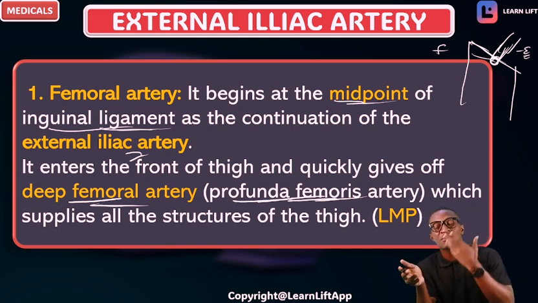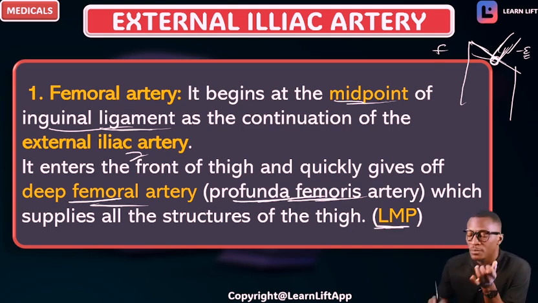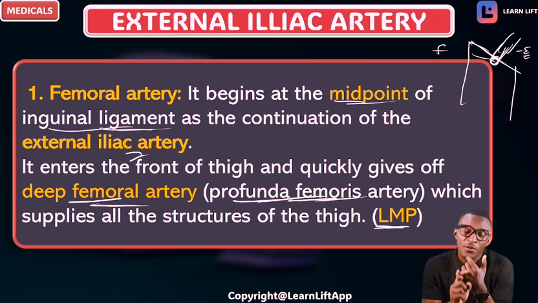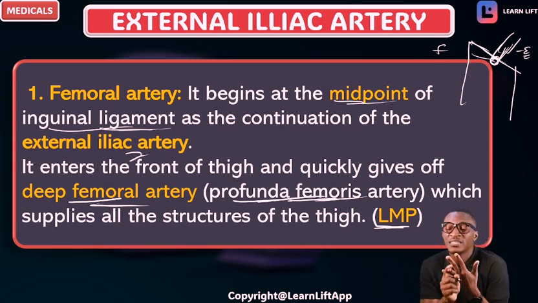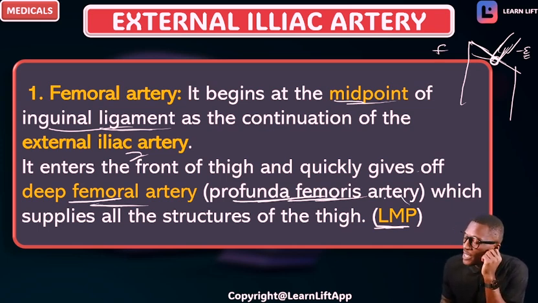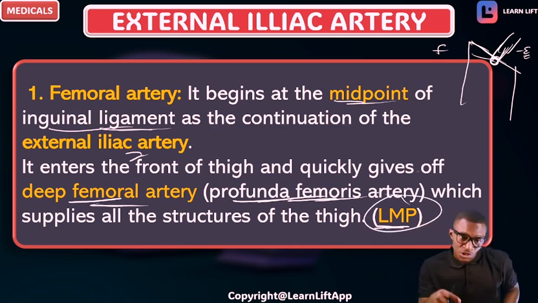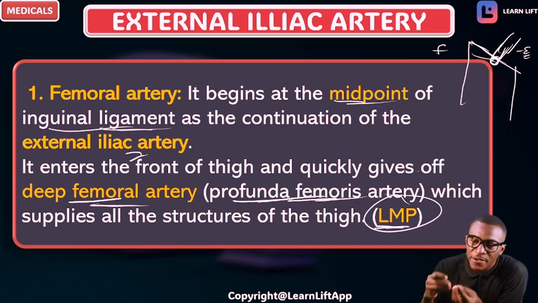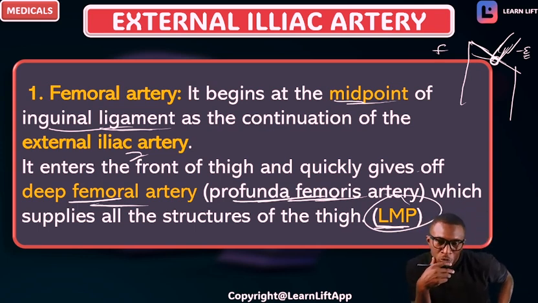The deep femoral artery, or profunda femoris artery, is going to give out 3 structures. I call them the LMP. What are the 3 branches? The lateral circumflex femoral artery, the medial circumflex femoral artery, and the perforating arteries. What is my acronym? LMP. Those are the branches of the deep femoral artery, also called the profunda femoris artery.